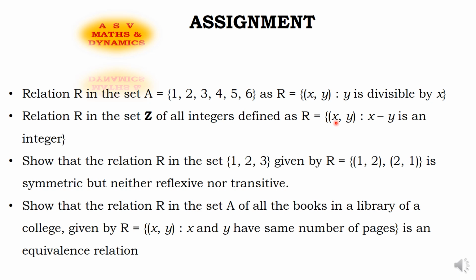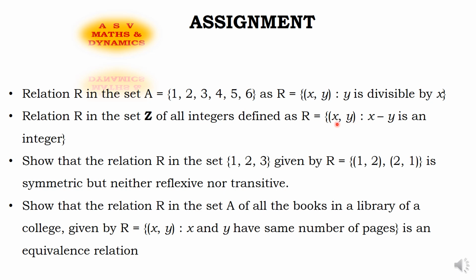Reflexive means the same element you have to take. Symmetric means (1, 2) I am taking, but you can take different values. (1, 2): 1 minus 2 is -1, yeah, it is an integer, satisfying. Then (2, 1): 2 minus 1 is 1, it is also an integer, satisfying. Then symmetric is satisfying.